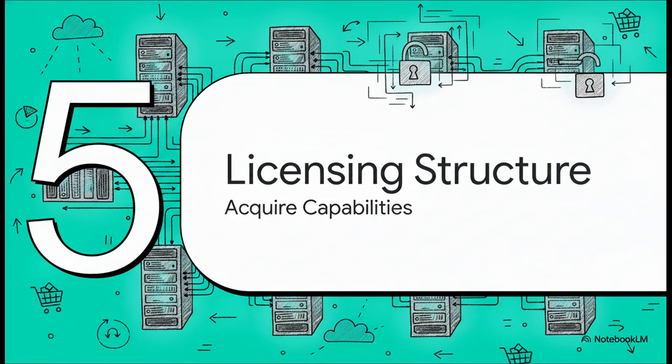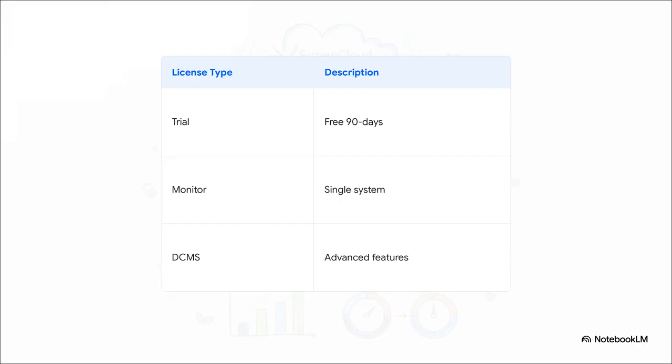All right, part 5, the licensing structure. Honestly, the licensing is super straightforward. You've got a monitor tier for single system activation, an advanced DCMS tier that unlocks advanced baseboard management features, and right at the top, a fully functional, completely free 90-day trial license so you can test drive the whole thing.